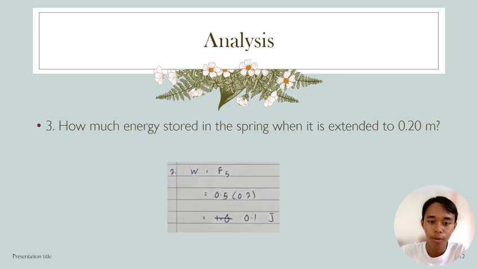Okay, for number three, how much energy is stored in the spring when it is extended to 0.20 meter. So, V equals F times S, the F is 0.5 and S is 0.2. We multiply it and we get 0.1 joule.